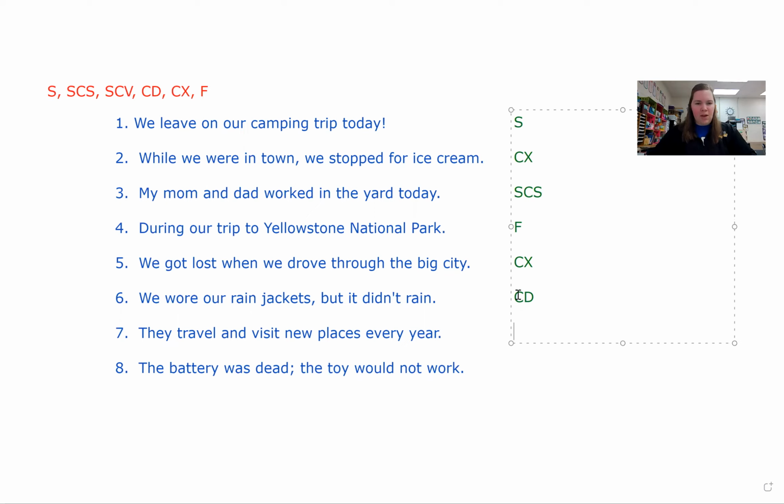Okay. Number 7, they travel and visit new places every year. That makes complete sense. So it's not a fragment. Are there 2 subjects? No, but there's 2 verbs, travel and visit. So this is a simple sentence with compound verbs.